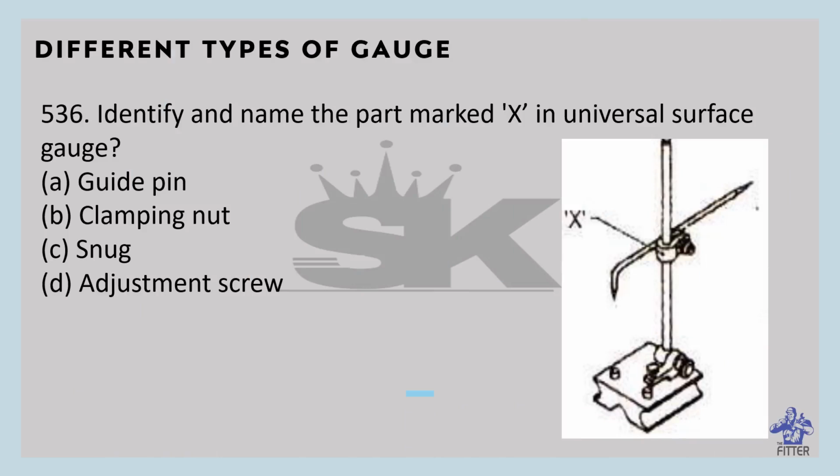Identify and name the part marked X in the universal surface gauge. So that is the snug. You can see this is the snug. So here the answer is snug.